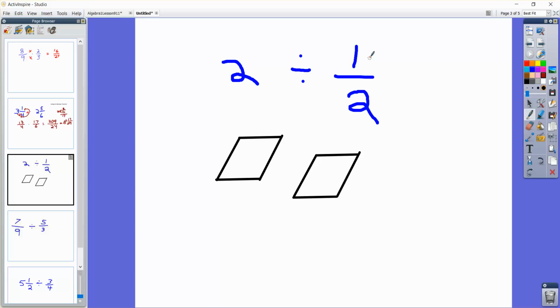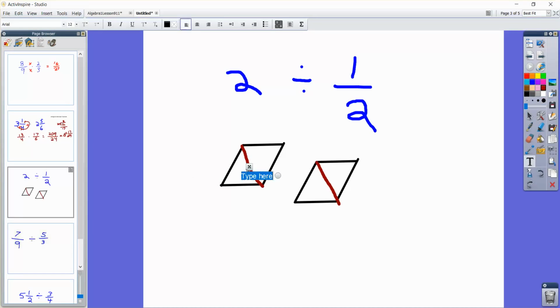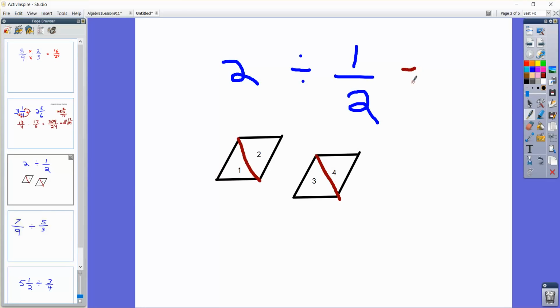So if you took two wholes and you cut each of those wholes into half, how many pieces would you have? Well, here's two whole parallelograms, right? So if I just kind of cut these into half, like if I cut them into triangles like that, cut them into triangles like that, how many pieces do I have? I've got 1, 2, 3, 4, right? So that means that 2 divided by half equals 4.